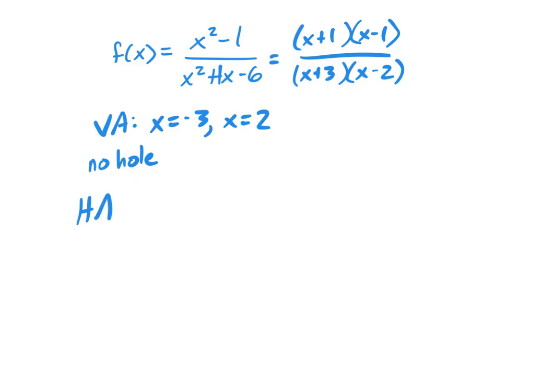Okay, horizontal asymptote. Degree is 2, the degree is 2. So top and bottom are equal to one another. And what we talked about here, the 2 leading coefficients are 1 and 1. So we're going to divide those 2 leading coefficients. And so that would just be y equals 1.